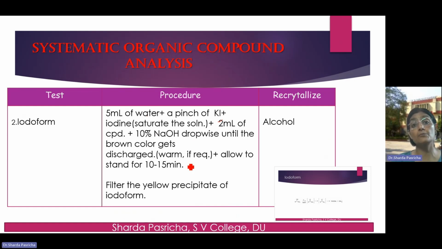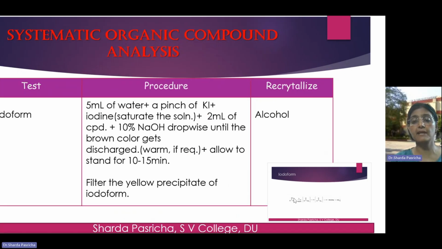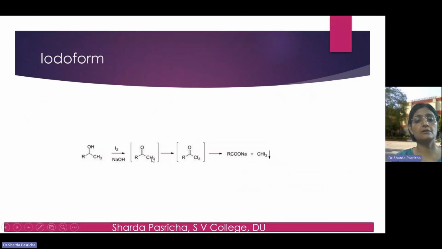If you do not see any yellow precipitate being formed when you allow it to stand for about 5 to 10 minutes, then you can heat on hot water bath maintained at about 60 degrees centigrade for about 10 to 15 minutes, and then cool. On cooling, you will get a yellow colored precipitate, which you can filter, wash, dry with minimum amount of water, and recrystallize from alcohol. The chemistry I have already explained to you. If you have alcohol first, if it is secondary alcohol, it will form a ketone. If it is a primary alcohol, it will form aldehyde, then triiodo derivative, and then iodoform. That is the chemistry of the reaction.